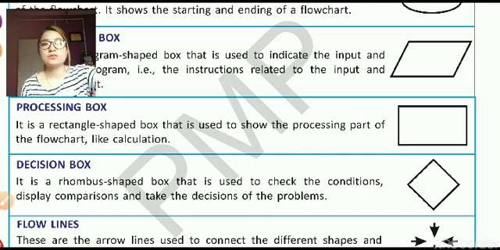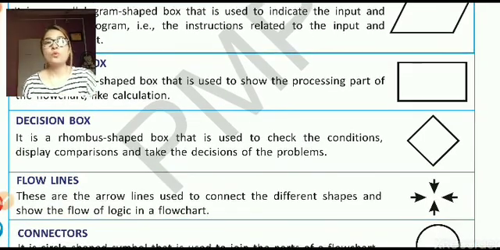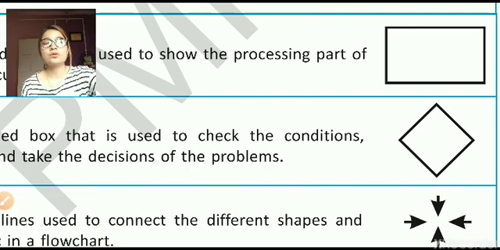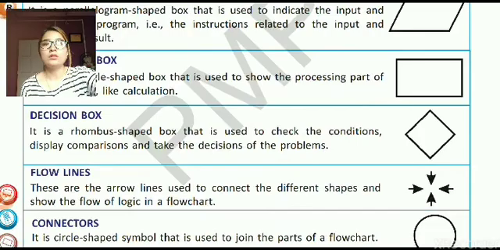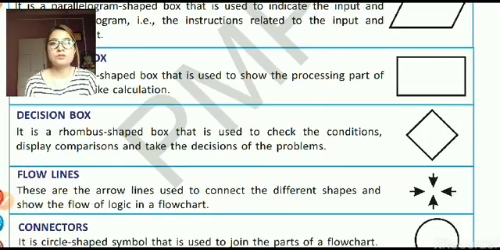Next one is the decision box. It is a rhombus shaped box that is used to check the condition, display comparison, and take decisions in the problem. Now if there is any comparison between two values, this box can be used. This is a rhombus shaped box, which we call the decision box.